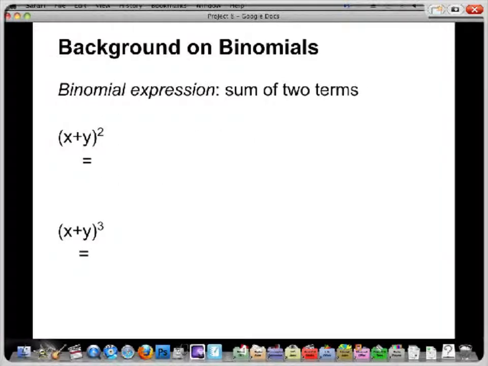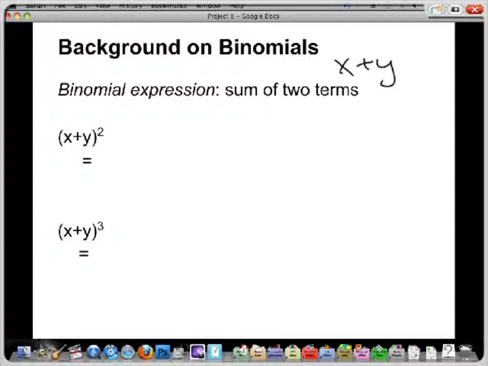Okay, so let's get started. Let's go over a bit of background on binomials first. A binomial is just the sum of two terms, like x plus y. And the binomial theorem gives a power of a binomial expression as a sum of terms involving binomial coefficients, which involve combinations. Most people are familiar with simple cases that involve the binomial theorem.